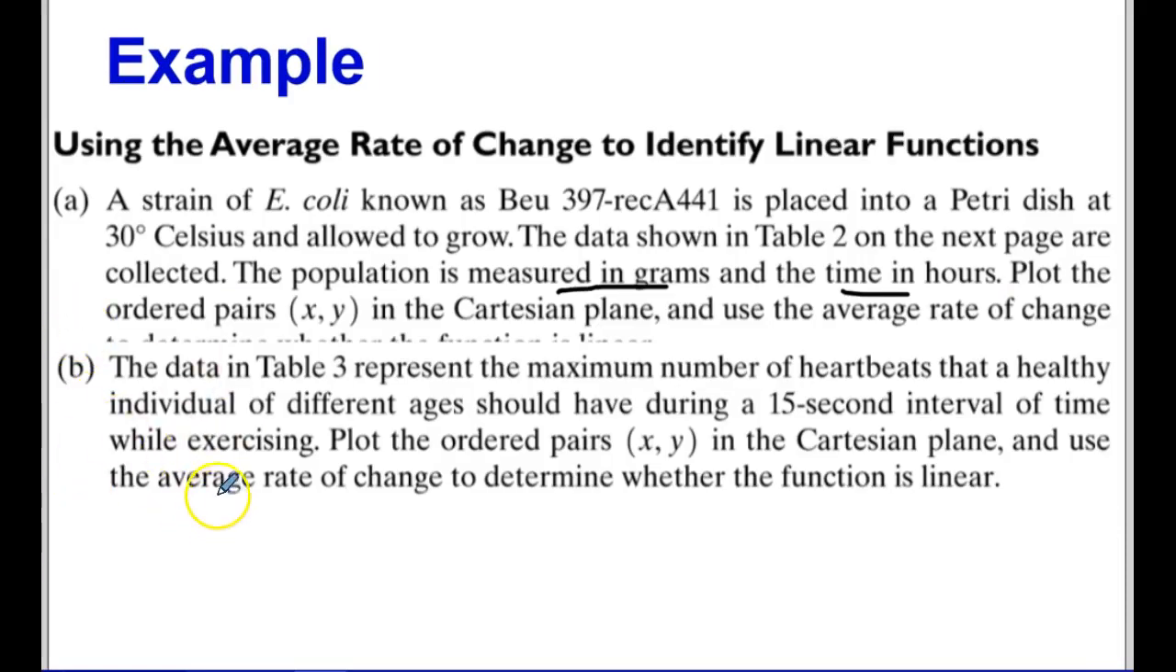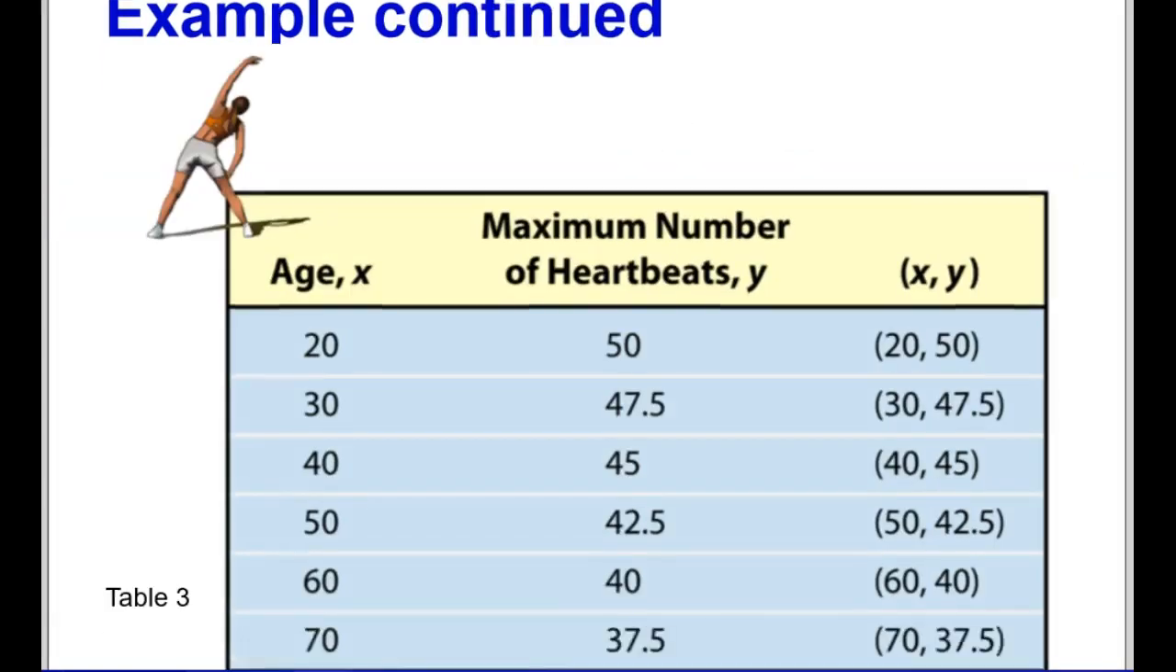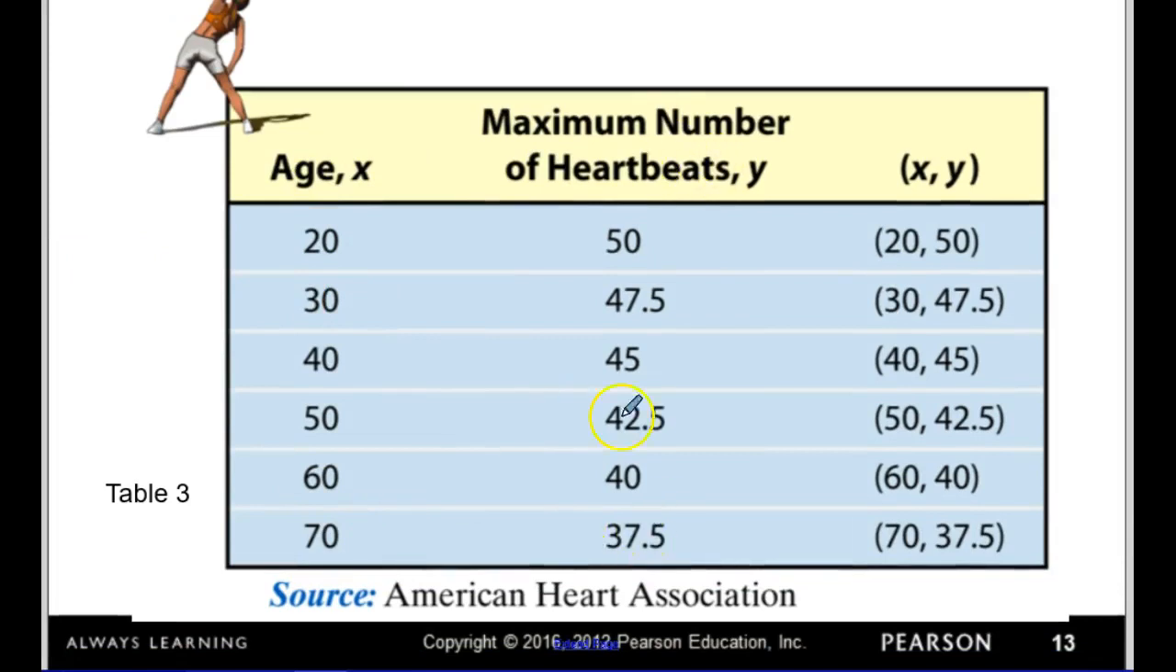So this data that we're going to look at is the maximum number of heartbeats of a healthy individual during a 15-second interval of time. So first I want to plot it and use my average rate of change to determine if it's linear. So here's the data table, right? So I've got my age and my number of heartbeats.